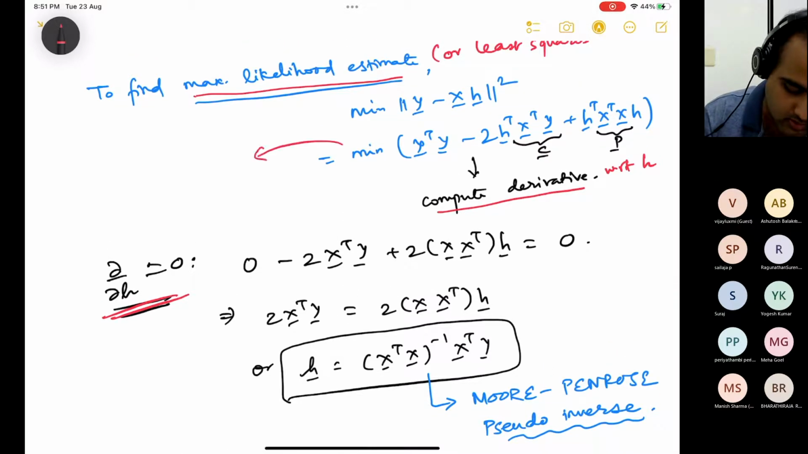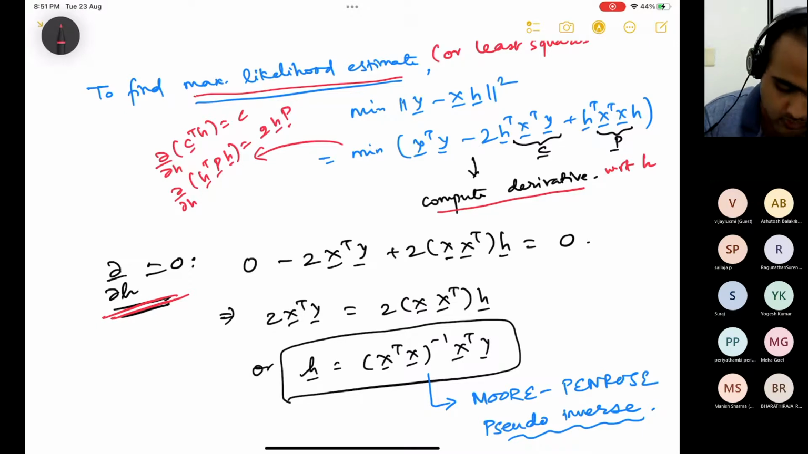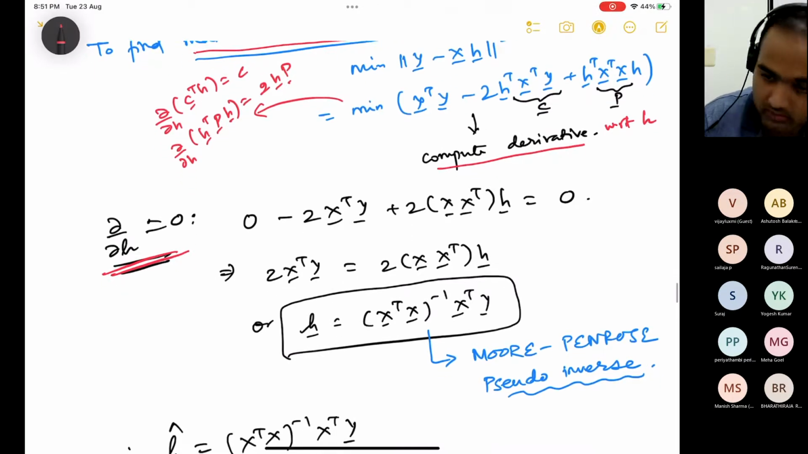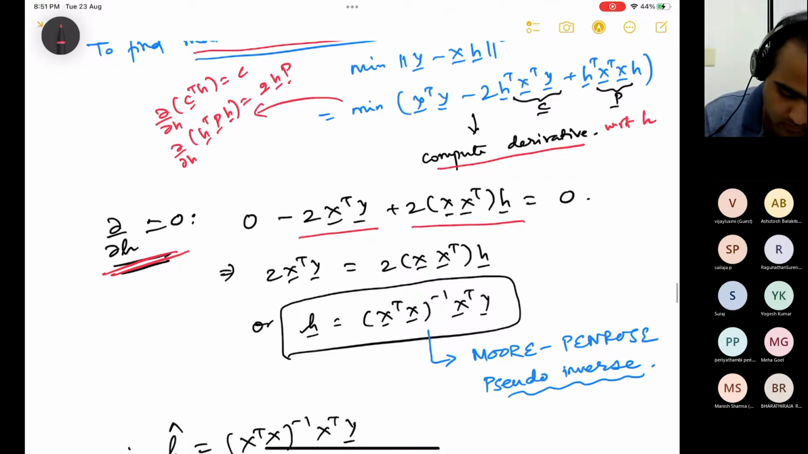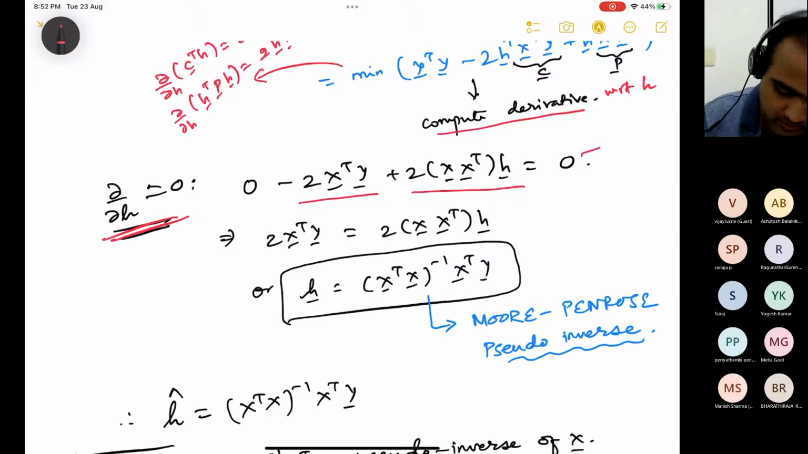So just remember the two results which we had derived above, right? Del by del h of some c transpose h is c, and del by del h of some h transpose ph is 2hp, provided p is symmetric. This is an important assumption. That is why we had twice hp. So if we differentiate using the results which we had obtained earlier, and equate it to 0, we will get h is (x transpose x) inverse x transpose y.